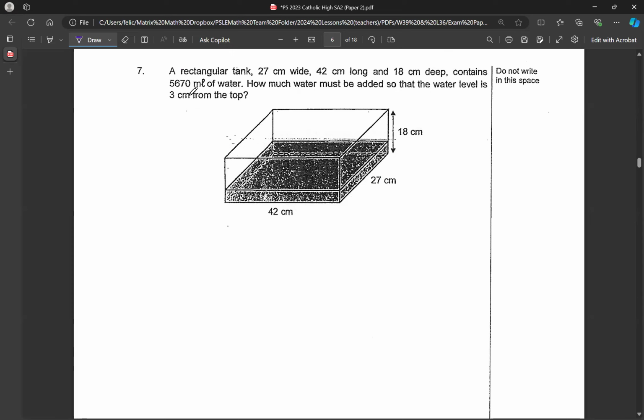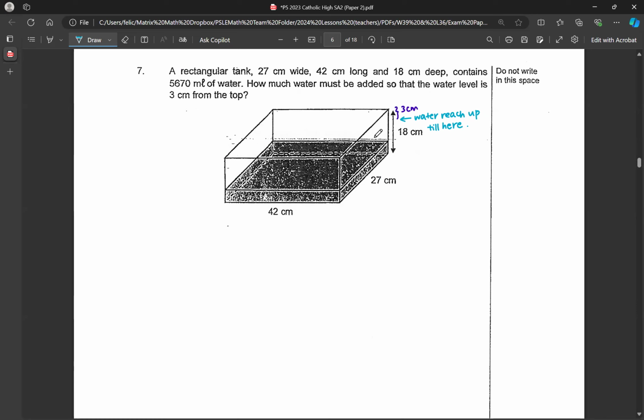Okay, so this contains 5670 ml of water. How much water must be added so that the water level is 3 cm from the top? Now, when they say 3 cm from the top, in other words, I want to fill up until there's a gap of 3 cm. Maybe let me just draw it here. I want a gap of 3 cm. So your water should reach up to here, so that you leave a 3 cm space.